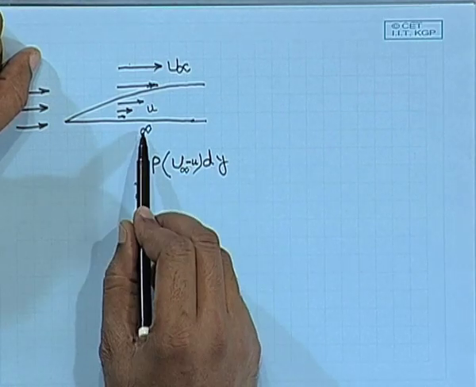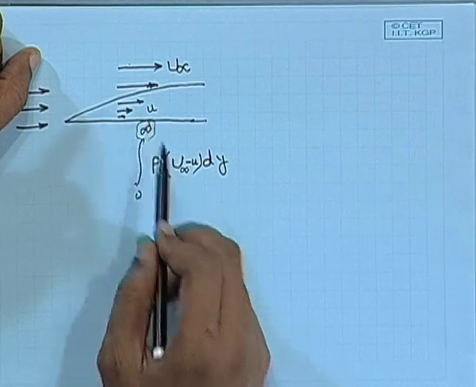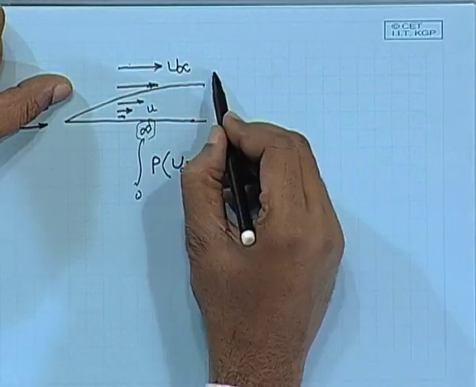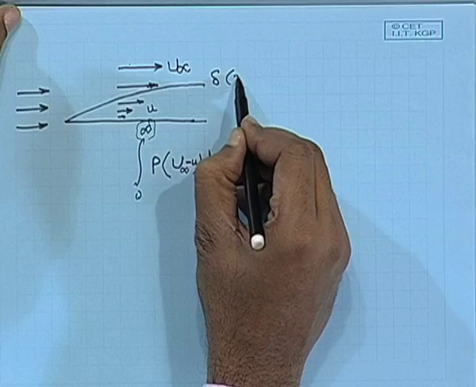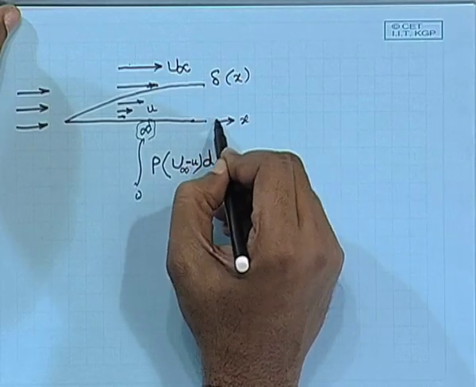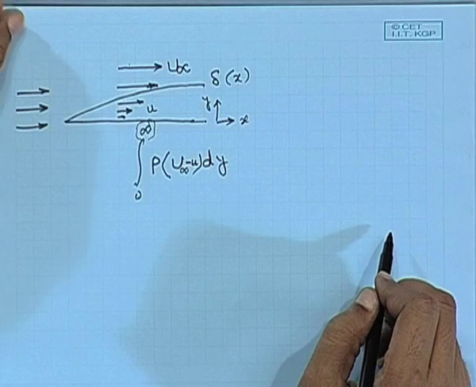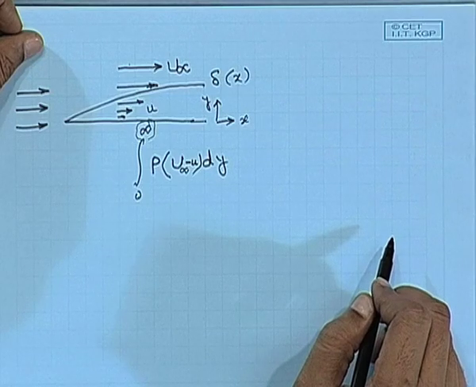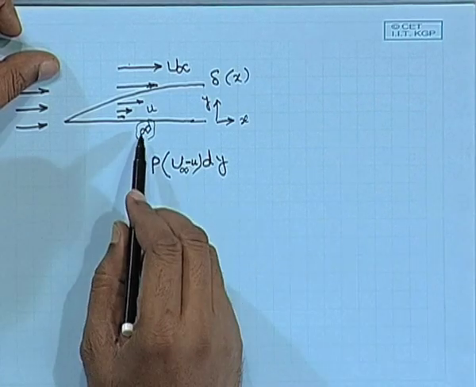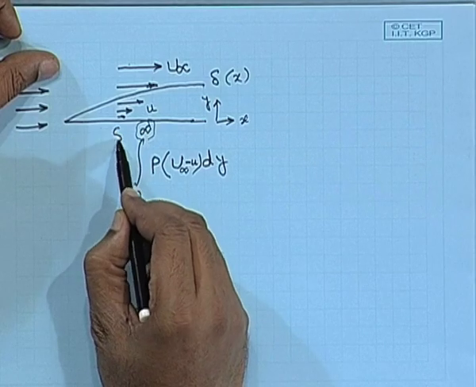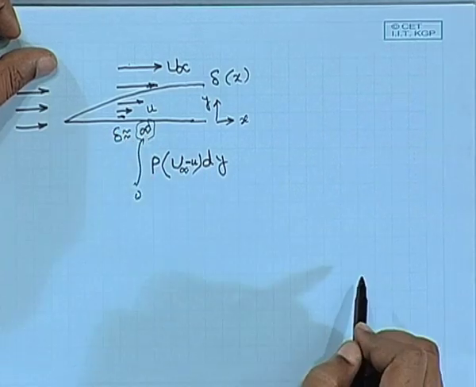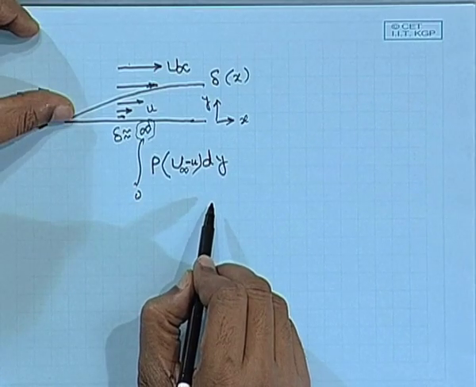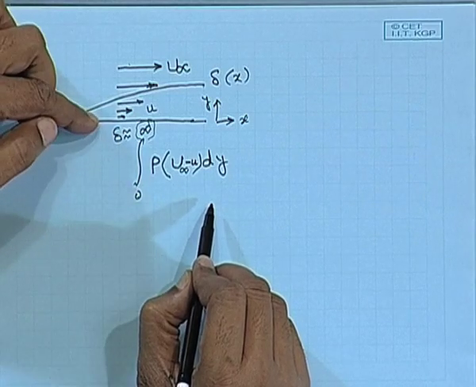I am using 0 to infinity, but what should this be approximately? 0 to whatever be the thickness of the boundary layer. So, let us call it delta, and delta is a function of x, where this is my x direction, this is my y direction. Depending on where you are located on the plate, delta will have different values. So, this infinity can very well be approximated by delta, which is the disturbance thickness, and this would give you the reduction in mass flow rate inside the boundary layer as a result of viscosity.